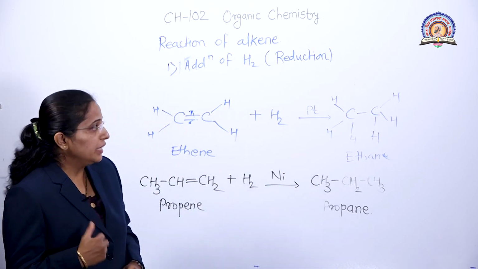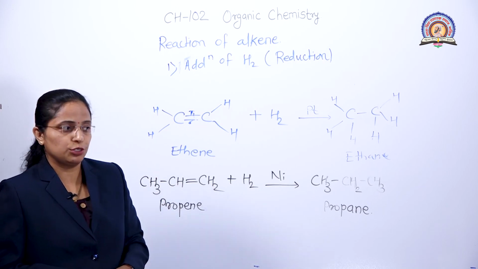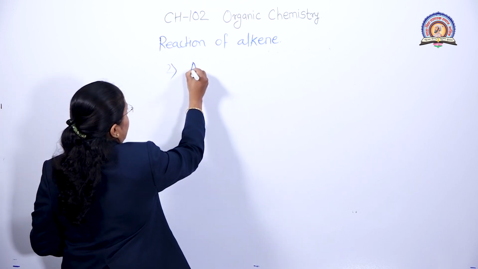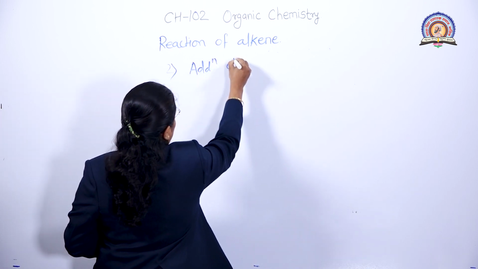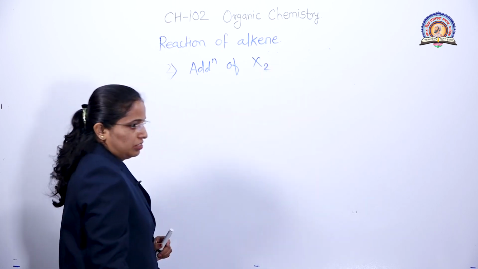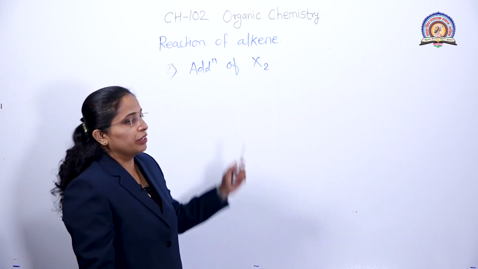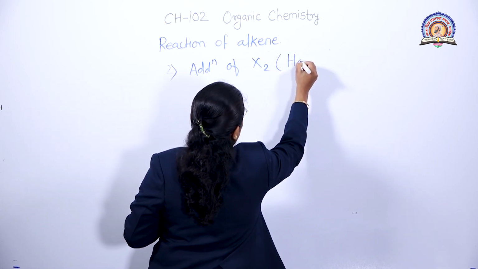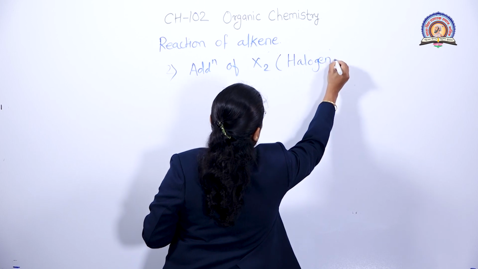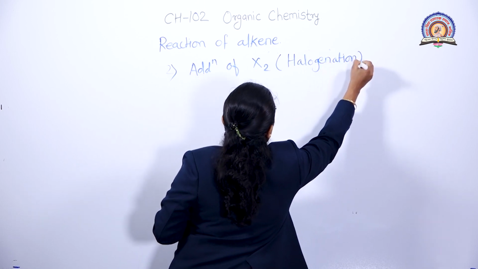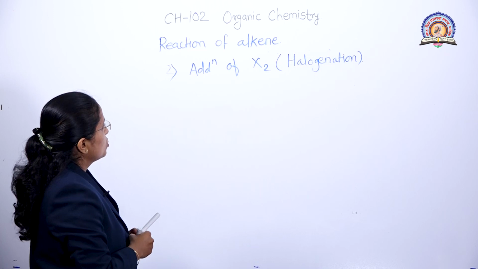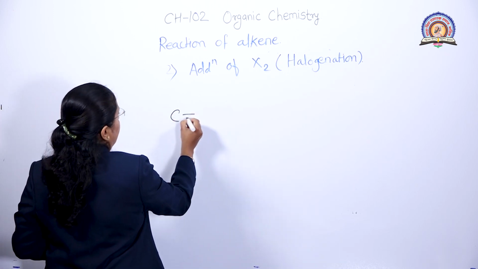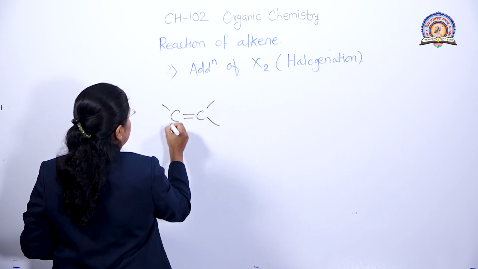Then the next type is addition of X2. Addition of X2, where X means halogen. X is the symbol used for the halogen. So addition of halogen into the alkene, hence the name is halogenation reaction. What is the name? Halogenation reaction. Okay, so here we see the example. Again we take the ethene molecule.